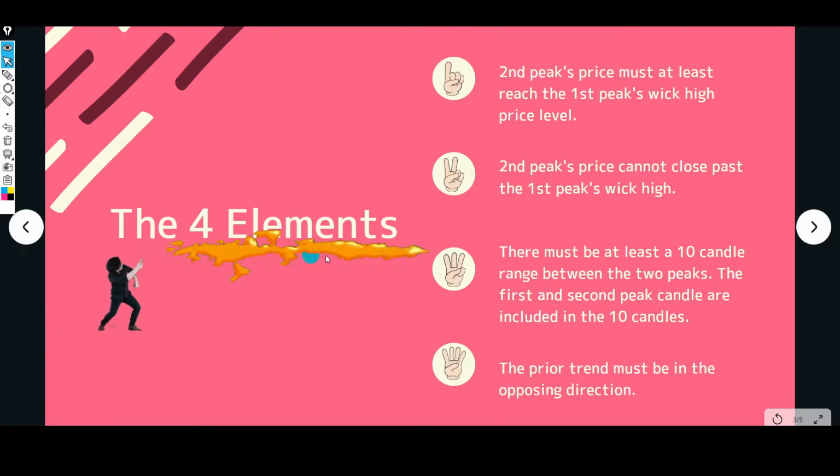Alright, the 4 elements that make a legitimate double top and bottom pattern. Please keep in mind that these 4 elements apply to both double top and bottom patterns. However, for the sake of simplicity, we'll only be using double tops for the demonstrations. Okay, so number 1, the second peak's price must at least reach the first peak's wick high price level.